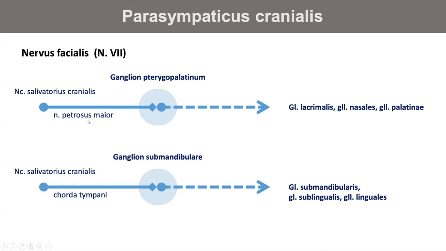And then not via the greater petrosal nerve, but via another branch of the facial nerve, which is the chorda tympani, carrying the preganglionic parasympathetic fiber to the submandibular ganglion, which of course synapses inside the ganglion. Then the postganglionic fiber goes with one of the branches of the trigeminal, a branch of the mandibular nerve, which is the lingual nerve, and it reaches the submandibular gland and the sublingual gland, and also the minor salivary glands, which are located in the floor of the mouth and the anterior two-thirds of the tongue.